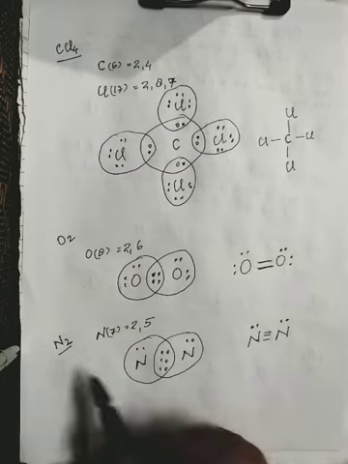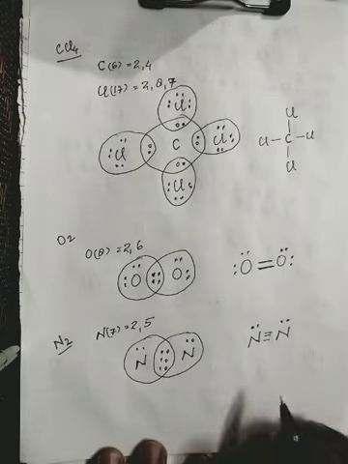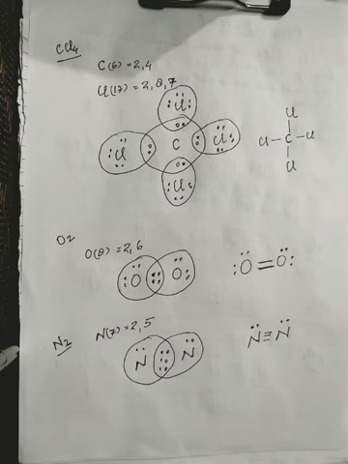So in case of nitrogen, triple bond. In case of oxygen, double bond. And in case of hydrogen, you have seen a single bond. So you must know the difference between single, double and triple covalent bonds. Please take the screenshot and note down.